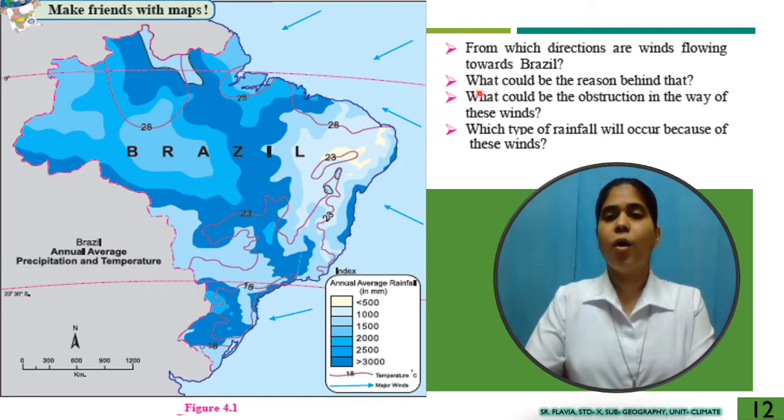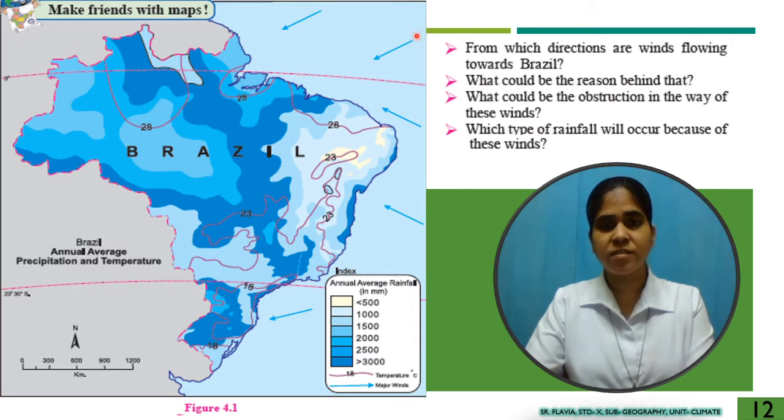We move on. What could be the reason behind that? Let us see the reason behind that. On the equator, there is a low pressure belt. So the air always passes from the high pressure towards the low pressure. Because of this reason, air always moves from high pressure towards the low pressure.